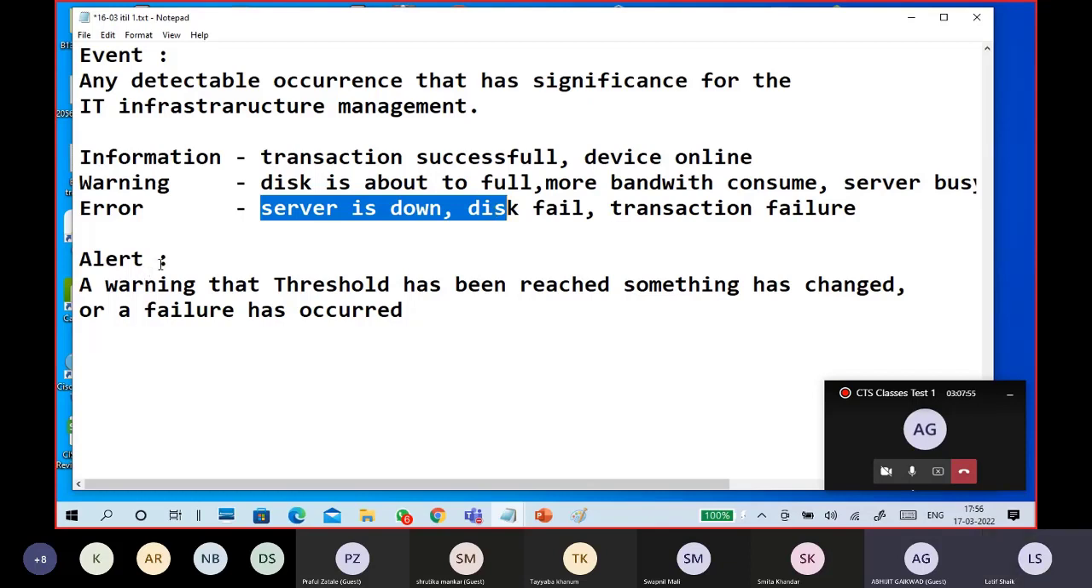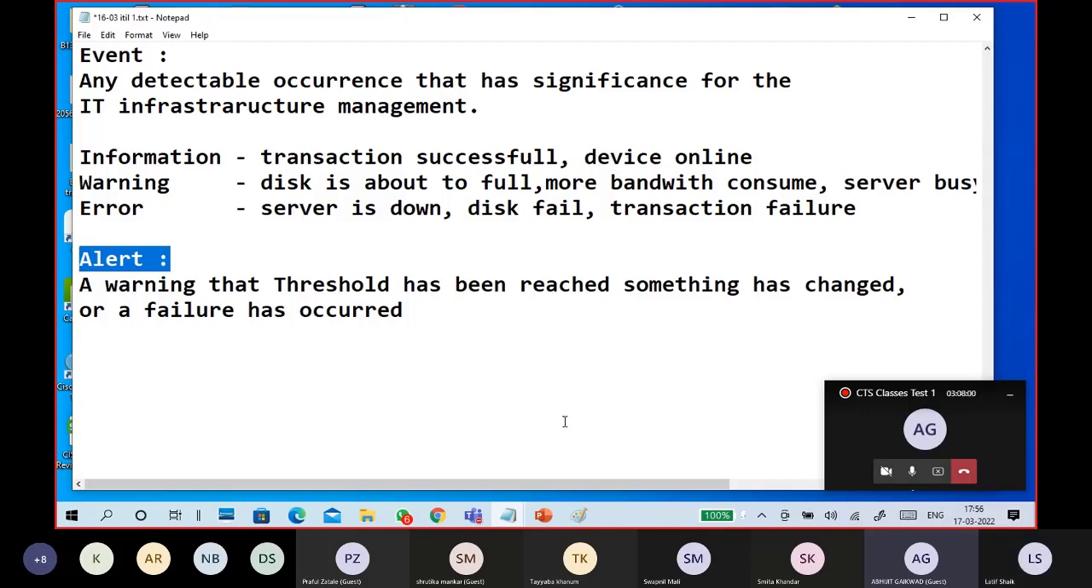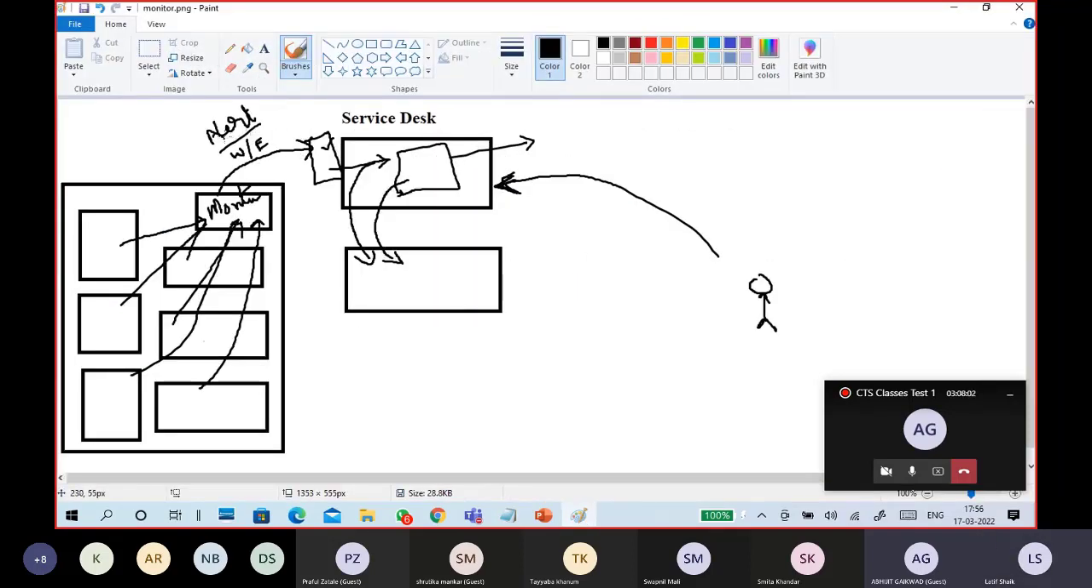Immediately it sends an alert to the people. So when any incident like a warning or error occurs from the event, an alert will be generated, and it is notified to our service desk team.